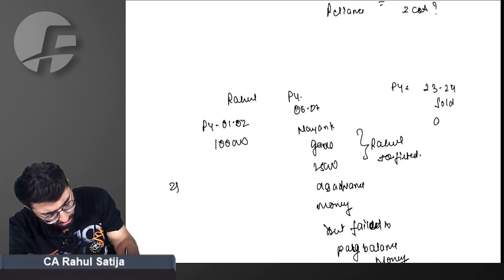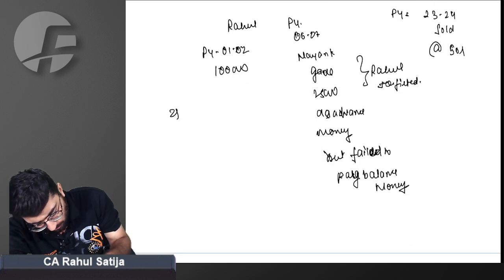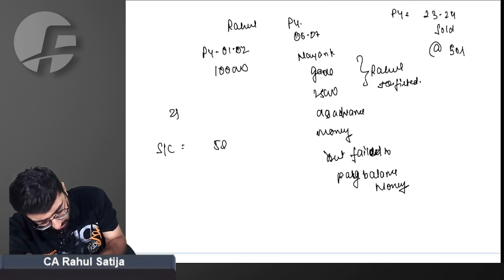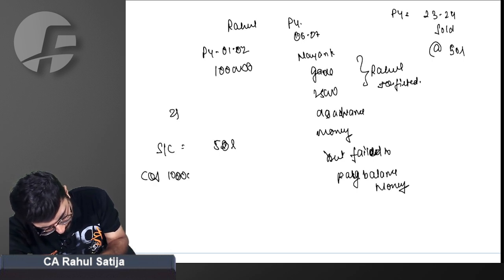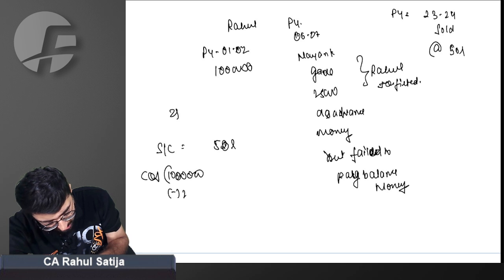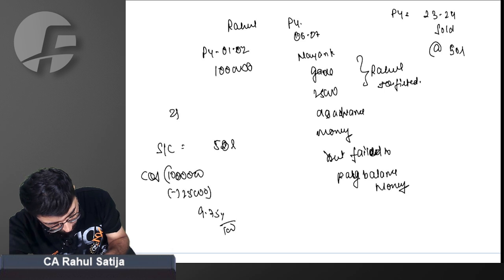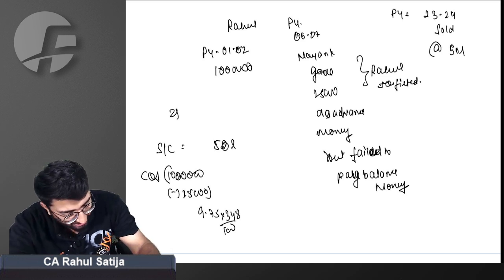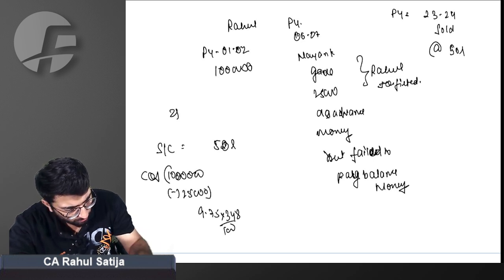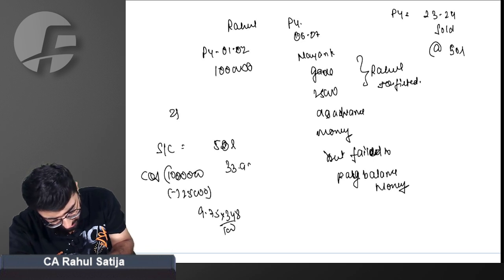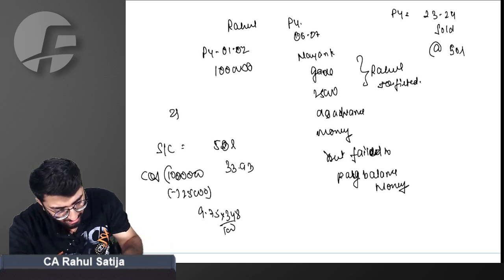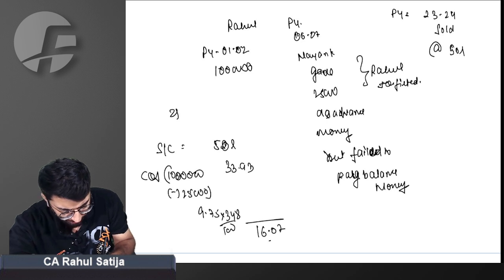How will capital gain be calculated? Sold at, for example, 50 lakh. Sales consideration will be 50 lakh. Cost of acquisition will be 10 lakh, reduced by the amount of advance money forfeited, that is 9.75 lakh divided by 100 into 348. This is how capital gain will be calculated, and the ultimate capital gain arising in my hand will be 16.07.